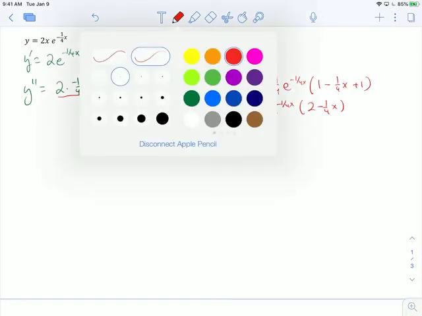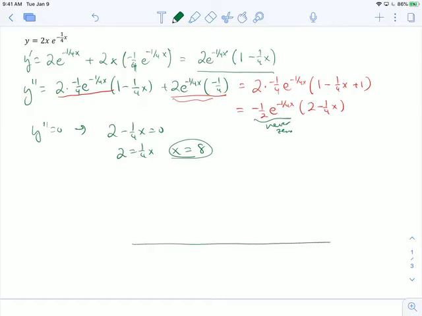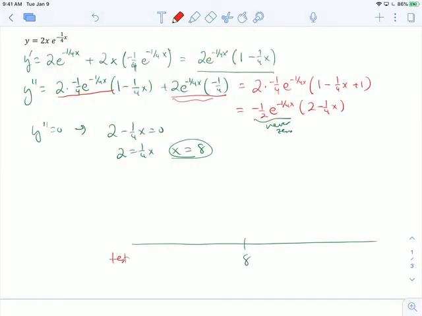So if I want to set y double prime equal to 0, this is never 0. And so I'm looking at 2 minus 1/4 x equal to 0. 2 equals 1/4 x, or x equals 8. So again, I just have one place to look at here to determine concave up and concave down behavior. So here's my number line. I'll choose some test points. I'm going to choose 0, because if I can choose 0, I like to, and I'll choose 10 here.